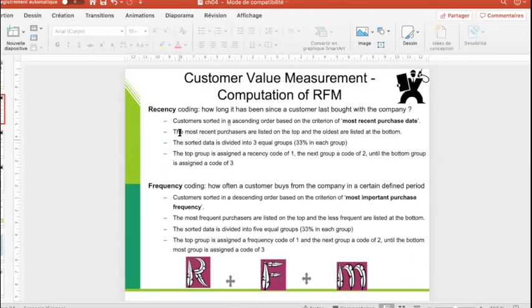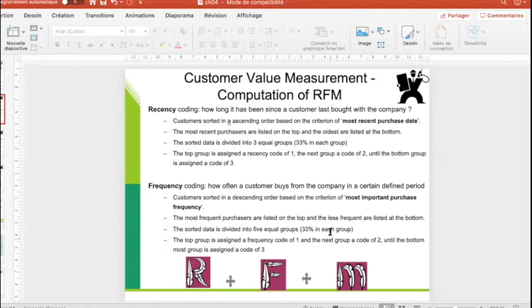The next step is to do the same thing for frequency. Frequency means how often a customer buys from the company in a time period. So you will sort the customers in your database in descending order, and you will have the highest purchase frequencies at the top of the database. And the customers who buy less frequently are placed at the bottom of the database.